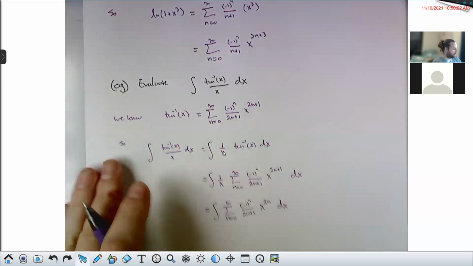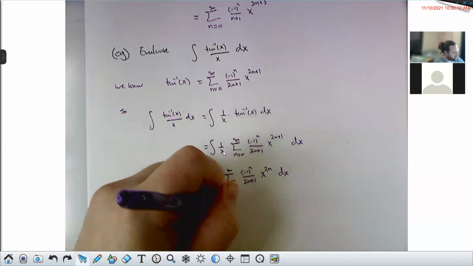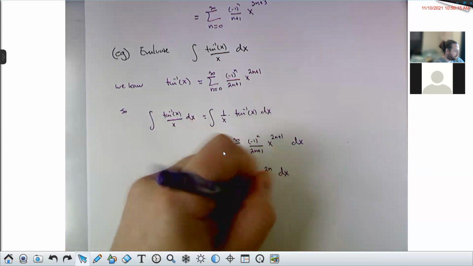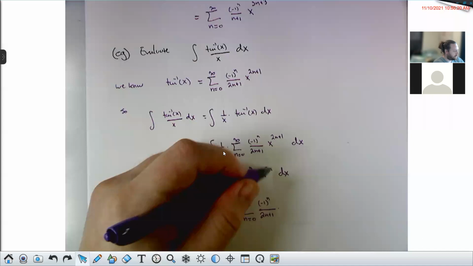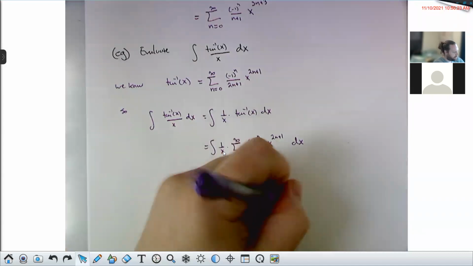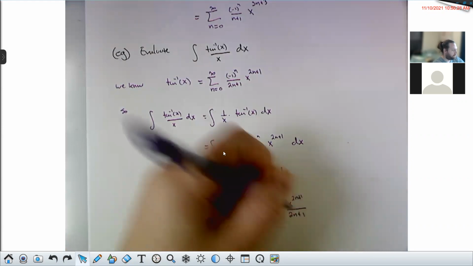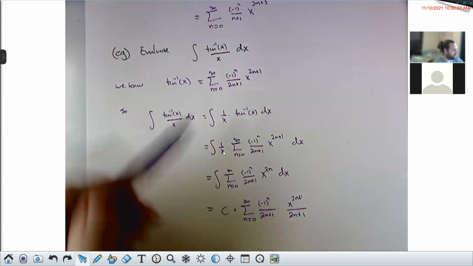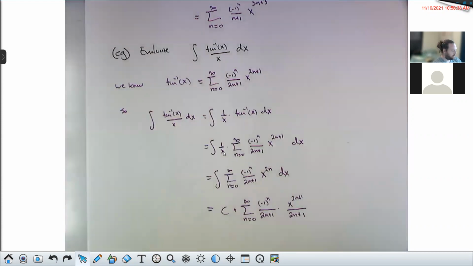And then you do this integral using the result from last time. How do you integrate power series? You just integrate the x term. So this would be c plus sigma n from 0 to infinity, negative 1 to the n over 2n plus 1 times, I increase this power by 1 and divide by the new power. So I get x to the 2n plus 1 over 2n plus 1. And you don't need to solve for c. They asked you to do an indefinite integral. Those always have a plus c in them. So this is it, you're done.